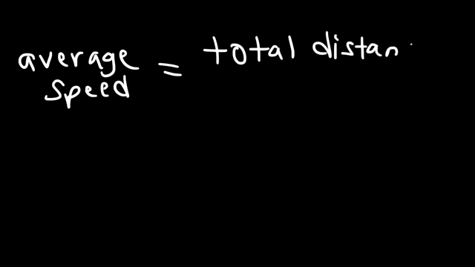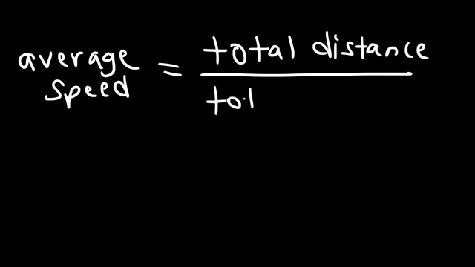Now, there are some mathematical formulas that you want to know when dealing with speed and velocity. There's something called average speed. Because sometimes in physics, you need to calculate the average speed of an object. The average speed can be calculated by taking the total distance traveled by the object and dividing it by the total time.